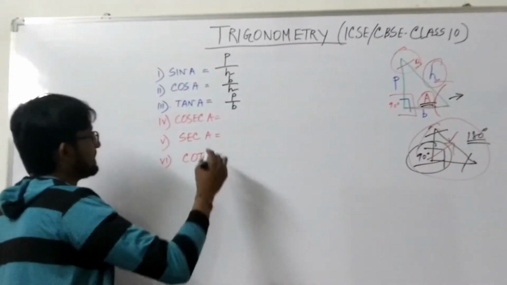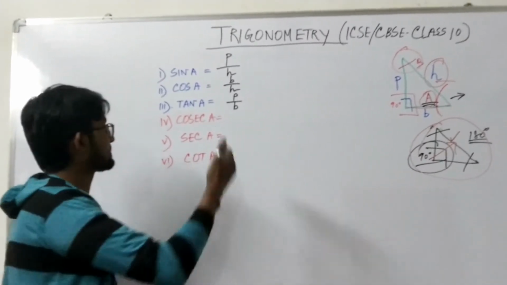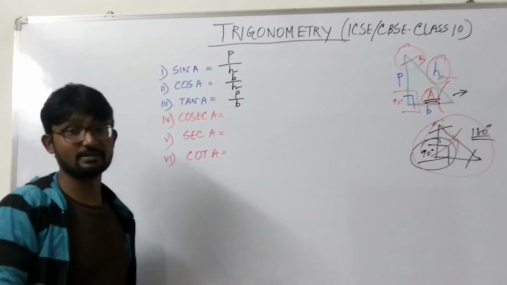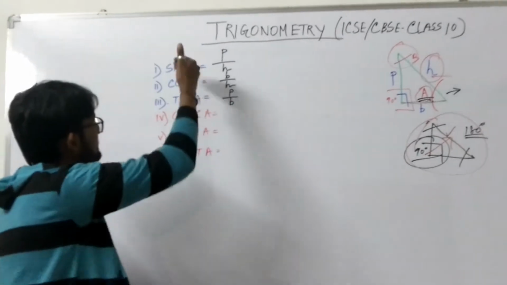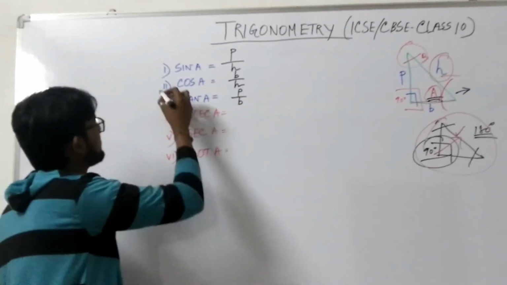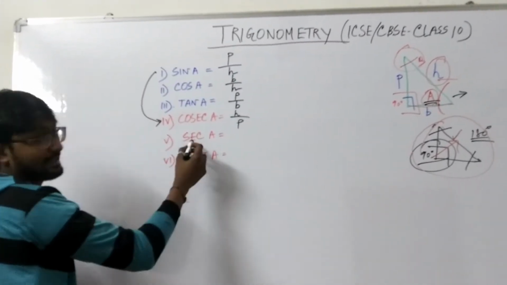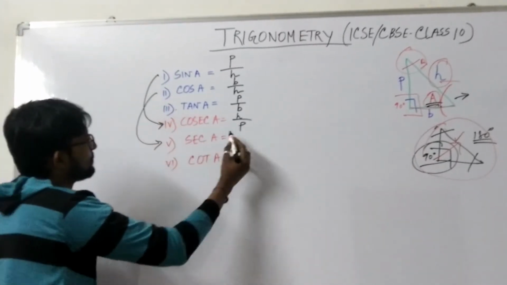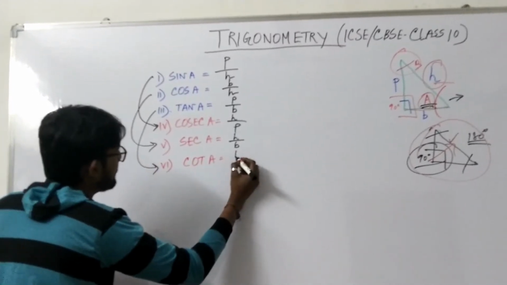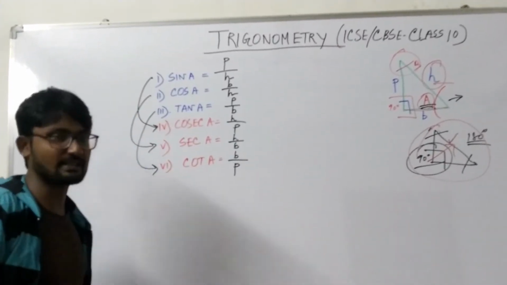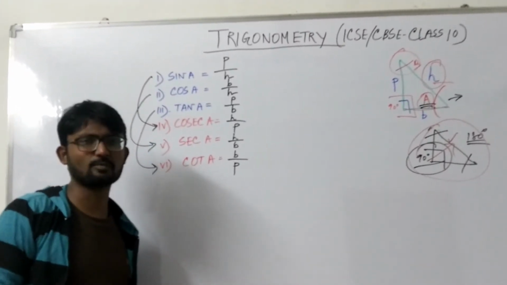And the main interesting part is that you can easily memorize what is cosec, sec and cot as well, because they are just the reciprocals of these three. So cosec is the reciprocal of sine, so hypotenuse by perpendicular. Sec is the reciprocal of cos, so hypotenuse by base, and cot is the reciprocal of tan, so base by perpendicular. So these are the main basic parts of trigonometry that you need to know before we go into the main sections of the formulas and all.